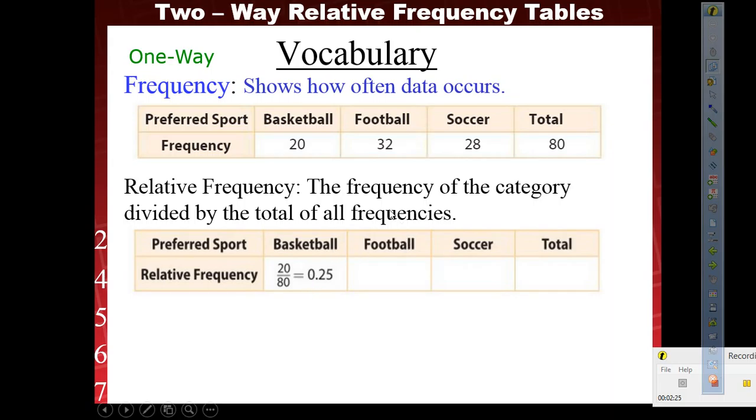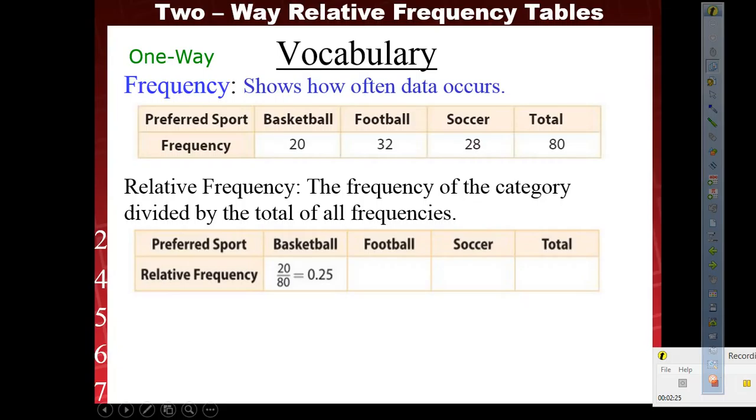Okay, so what I want you to do on your paper, copy example 1 and write one-way relative frequency. So then you're going to copy first the frequency table, which is this one. Write preferred sport, basketball, football, soccer, total, and then for the second row, frequency with these amounts. And then from there, I want you to copy this table with blanks so you can fill in the rest of the information. Yes?